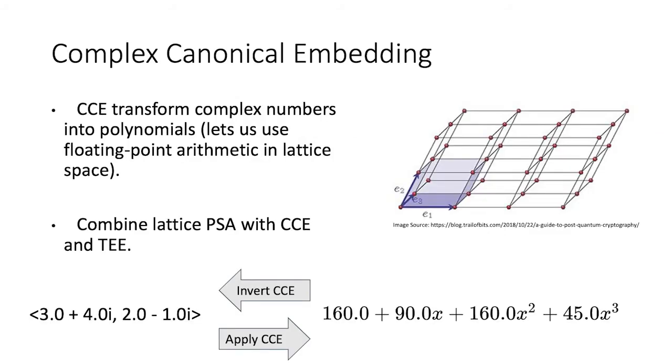The last technique that we need in order to build our Cryptonomial framework is the complex canonical embedding. This is a well-known algorithm from the field of lattice-based private stream aggregation that allows you to transform a complex number into a polynomial and then later reverse the process. We use this in our protocol to transform floating point numbers into polynomials in the lattice space. Later, we can undo this operation to recover those floating point numbers. So together with lattice-based PSA, the CCE, and the TEE, we can build Cryptonomial.